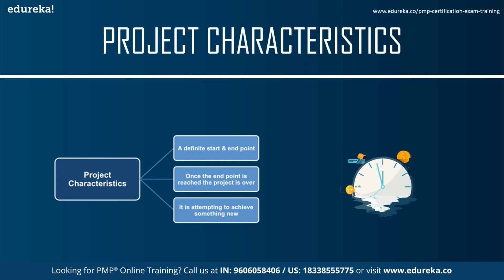A project has three characteristics. Firstly, as I've already mentioned before, projects are temporary in nature. That is, they have a definite start and end point. Second, projects are completed when the project goals are achieved or it is determined the project is no longer viable. So once the end point is reached, the project is considered done.